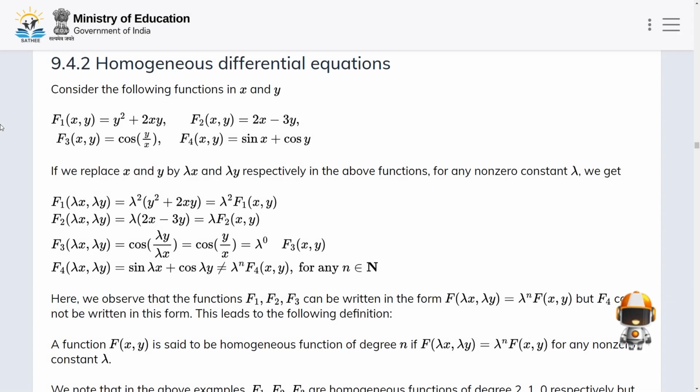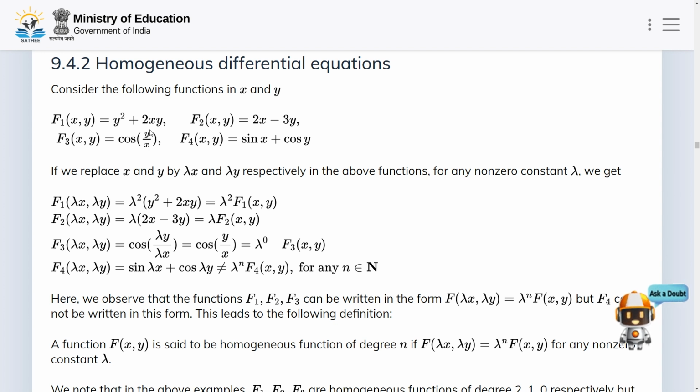In today's session, we will be seeing homogeneous differential equations. So what are homogeneous differential equations? Consider the following functions in x and y: f1 = y square plus 2xy, f2 = 2x minus 3y, f3 = cos(y/x), f4 = sin x plus cos x.